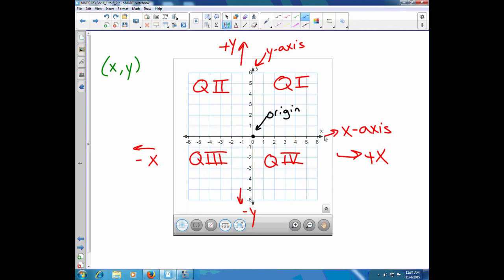And so if we want to plot the point, say, (-2, 1), then this is going to tell us to go to the left 2 on the x-axis, and then up 1 on the y-axis. And so here's the point (-2, 1). These ordered pairs, x and y, are just directions leading you to the appropriate point.